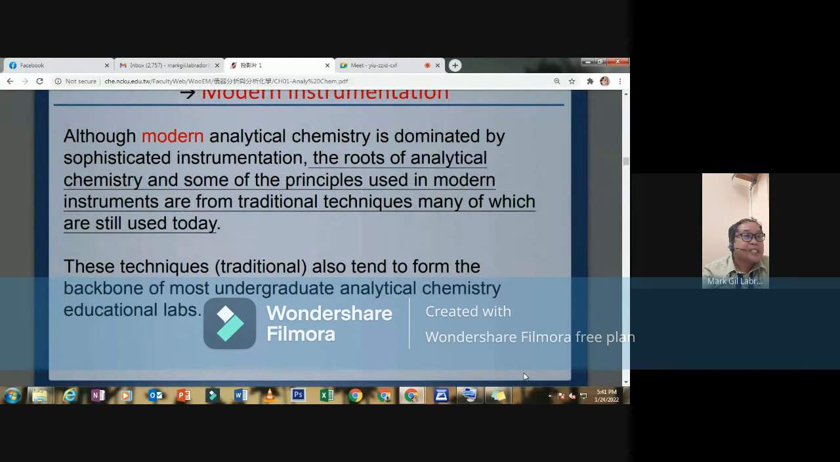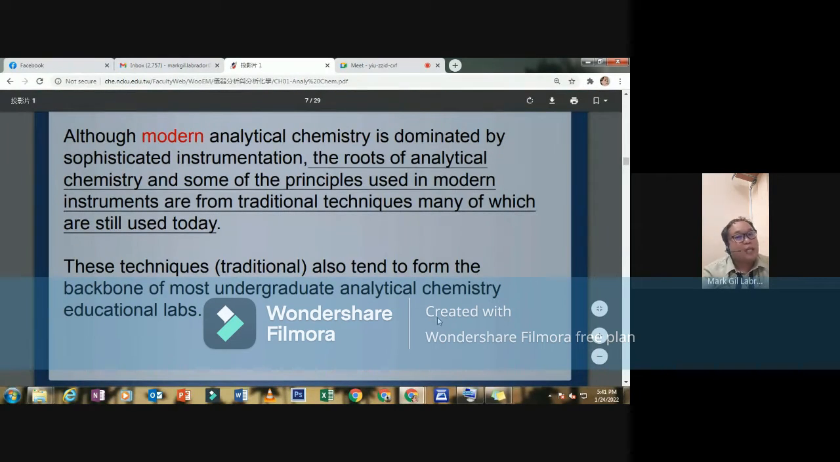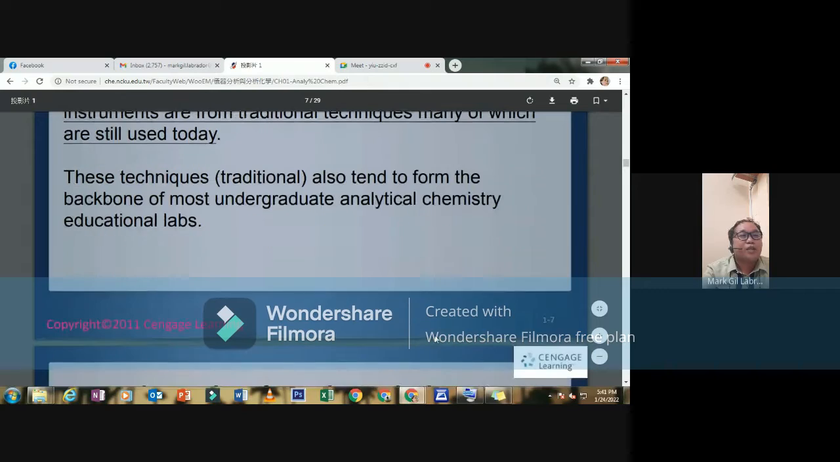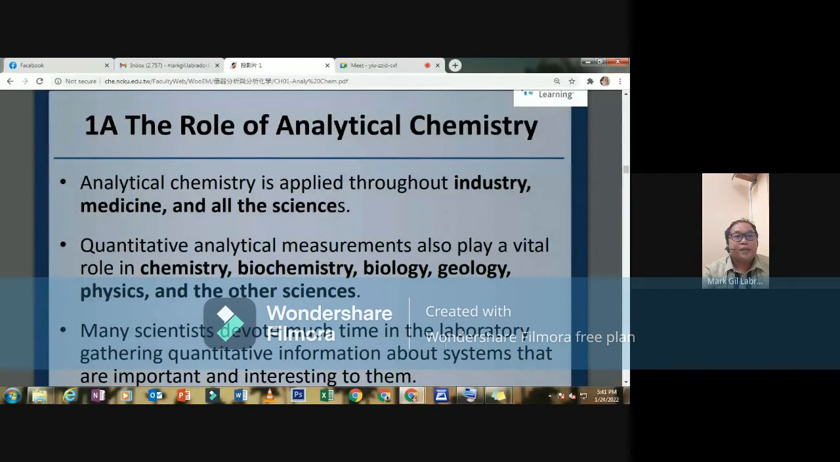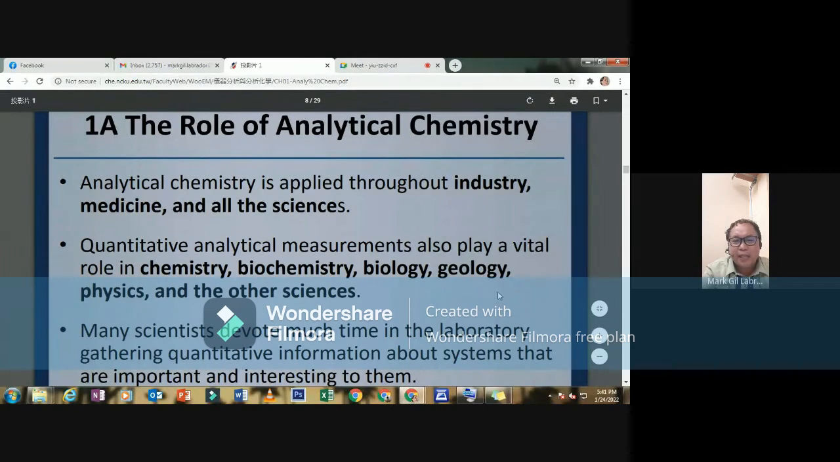So these techniques also tend to form the backbone of most undergrad analytical chemistry educational labs. I think even in the hospitals, halimbawa kung magamit tayo ng ganito, but still mas effective pa rin yung mga traditional lab na mga ganon. Okay, so let's proceed with the role of analytical chemistry. Saan ba ginagamit ang analytical chemistry?